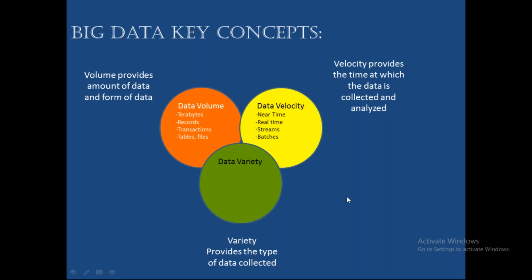Variety provides the type of data collected. So what type of data are we going to get here? For example, you see structured data, semi-structured data, and unstructured data. Sometimes we will get mixed data, where some part looks structured and some part looks semi-structured. That kind of data may also come. So what we do is apply some kind of logic to extract the data and shape it into a proper structure. These 3 key concepts are very, very important: data volume, data velocity, data variety.